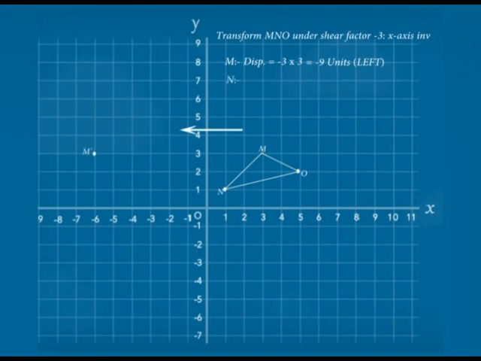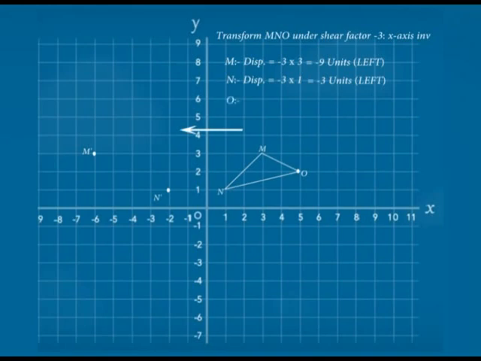Point N. Perpendicular distance from the invariant line is 1 unit. S is the same -3, and so displacement is -3 times 1, which is -3. So we move 3 units leftwards. So N prime is here.